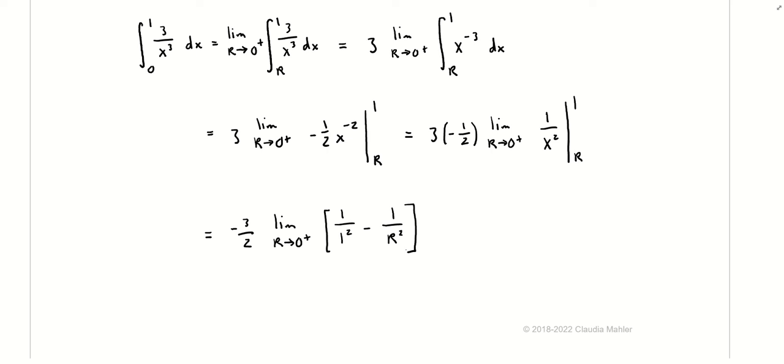So 1 over 1 squared is just 1. This 1 over r squared, what's going on with this? Well, r is going to 0 from the right. So r is going to be something that's getting closer to 0 from the right. R squared is going to be always positive, but it's also going to be going to 0 from the right. So as this denominator goes to 0, this fraction is going to blow up to infinity.